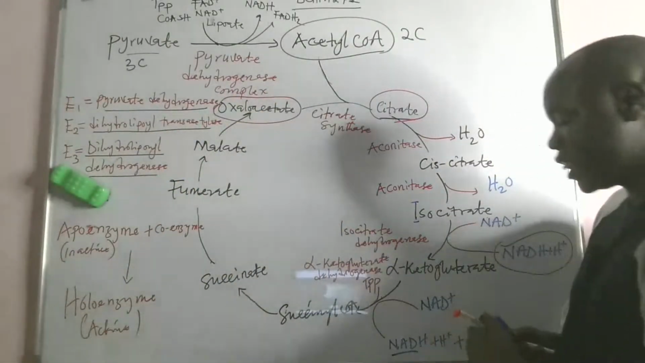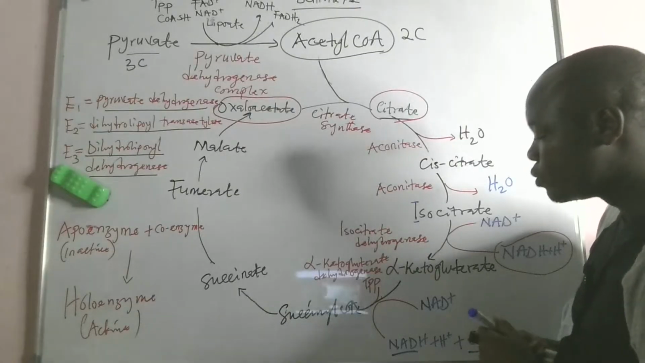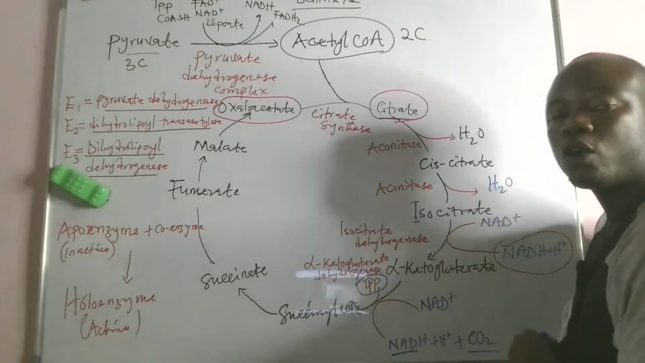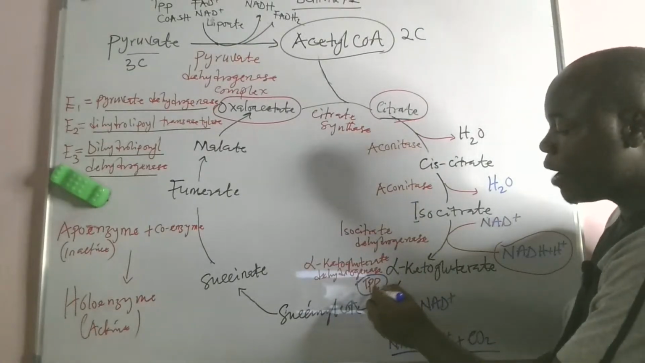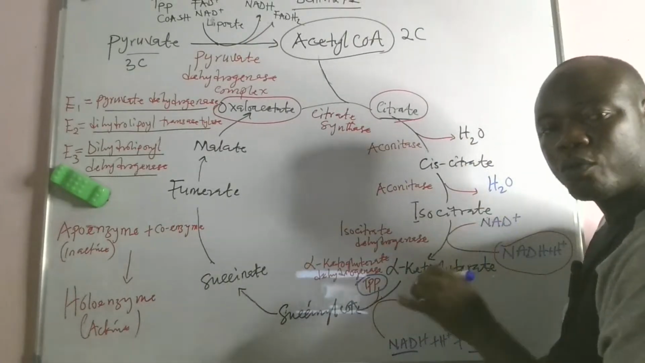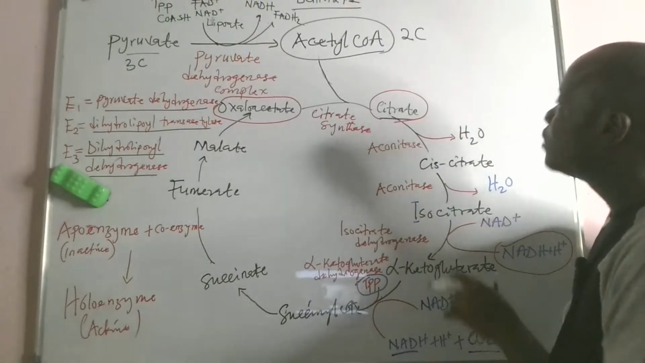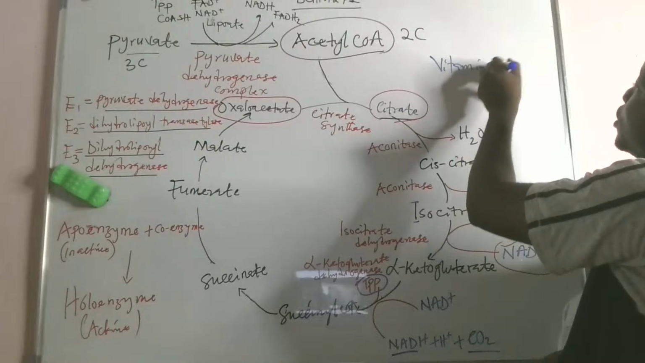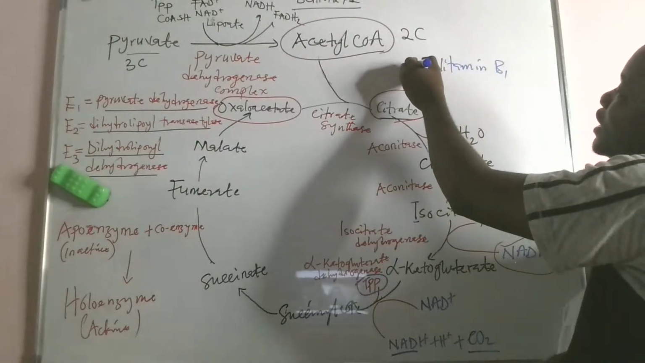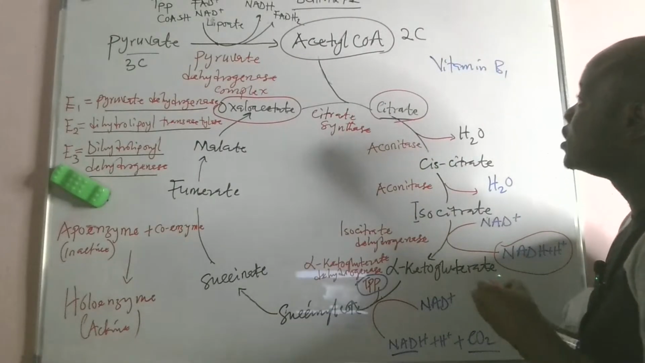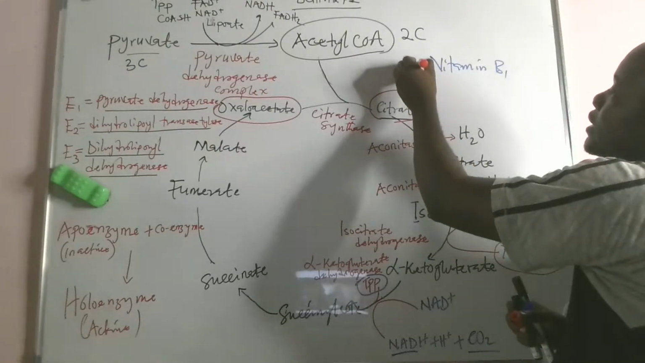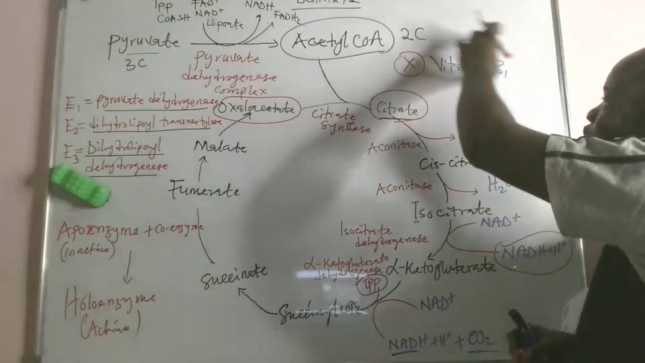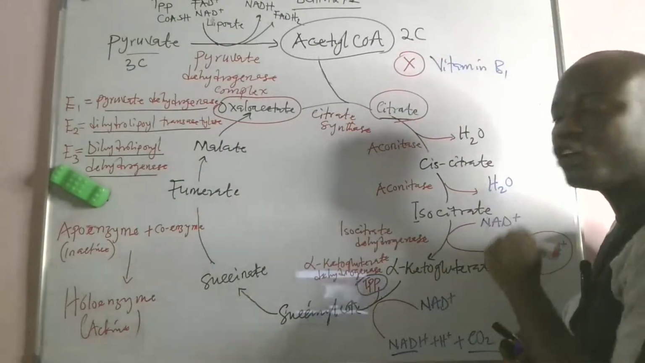So that is to tell you, at this point, as I told you, this alpha ketoglutarate dehydrogenase needs TPP, thiamine pyrophosphate. Thiamine pyrophosphate, TPP, is a coenzyme coming from vitamin B1. So now, if there is deficiency of vitamin B1, that is, absence of vitamin B1.